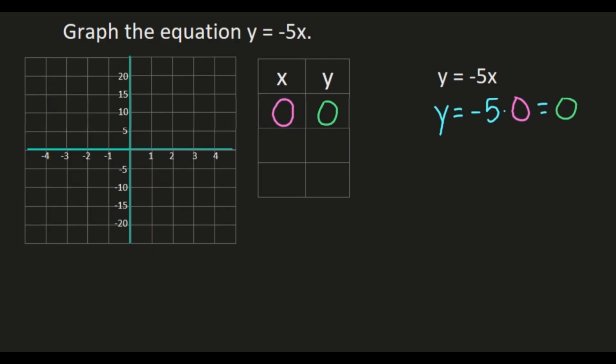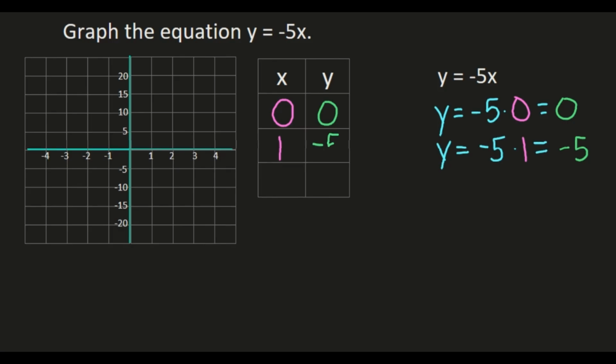And then I'm going to choose when x is 1, another number, an x value that's very easy for me to work with given my equation. So to solve for y, I'm going to put 1 in place of x in my equation. So now I have negative 5 times 1 equals y, and negative 5 times 1 is negative 5. So when x is 1, y equals negative 5.